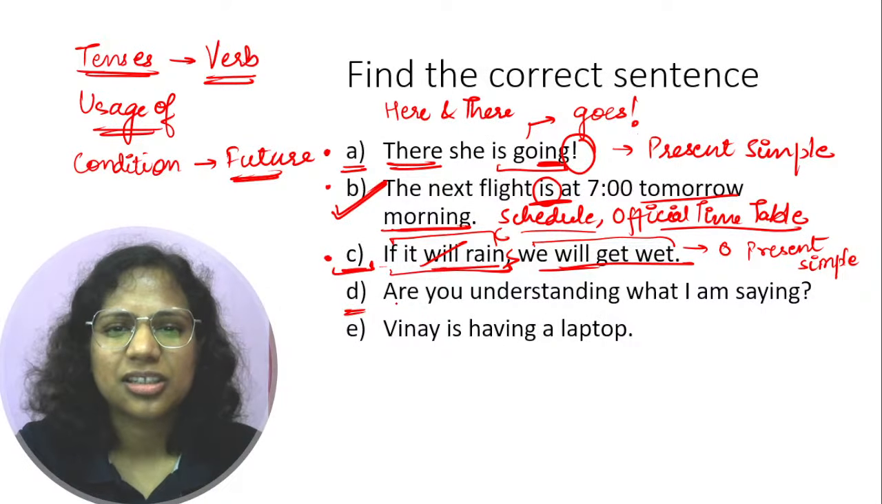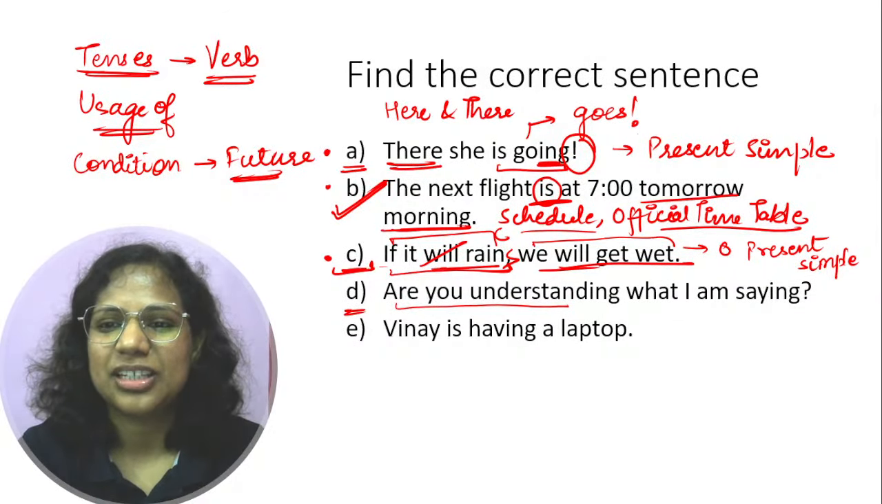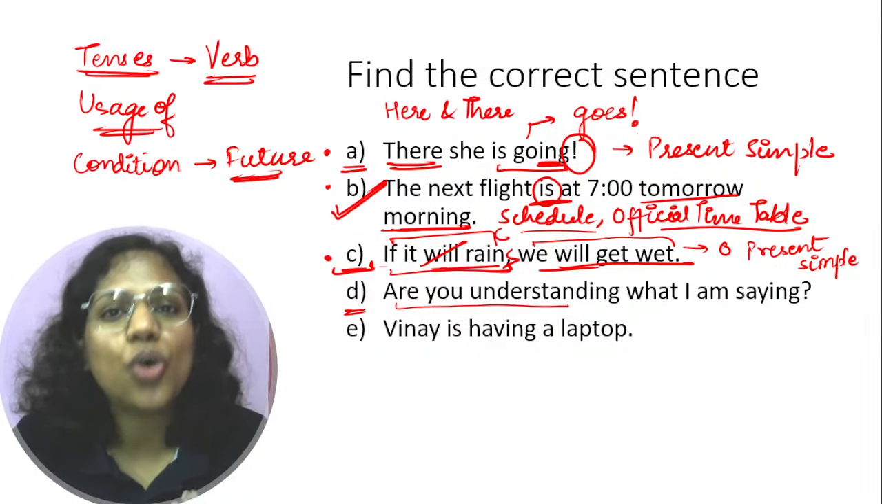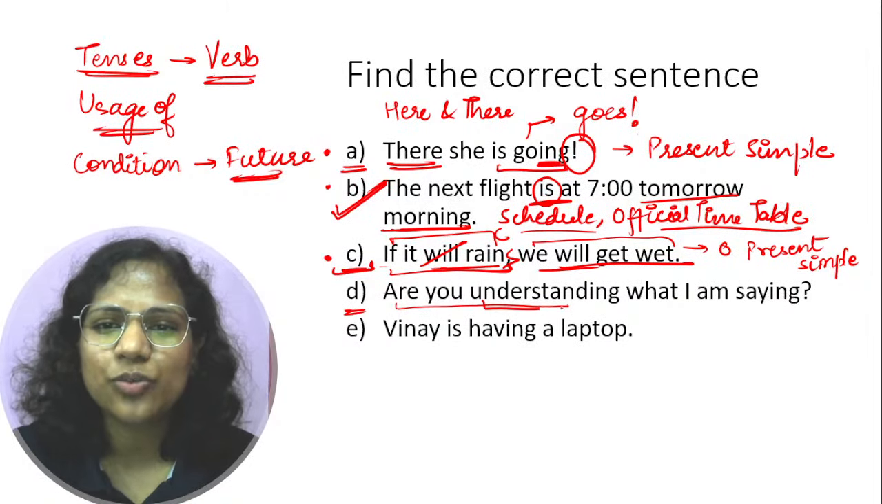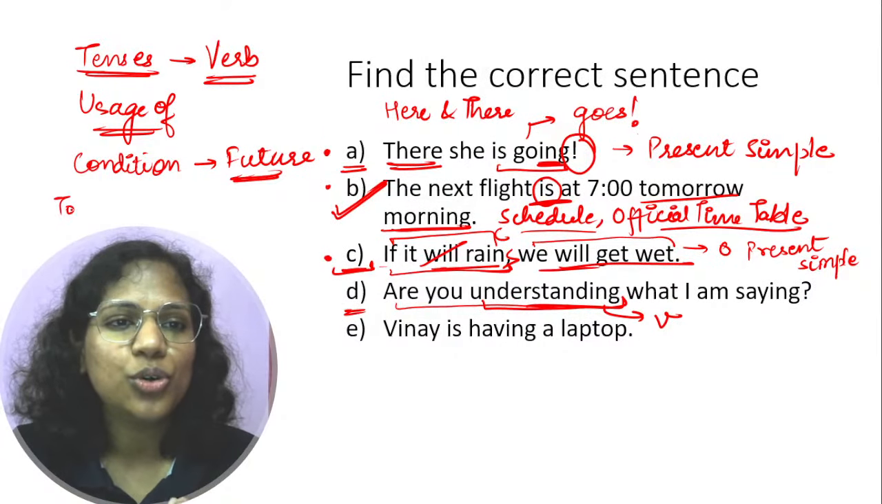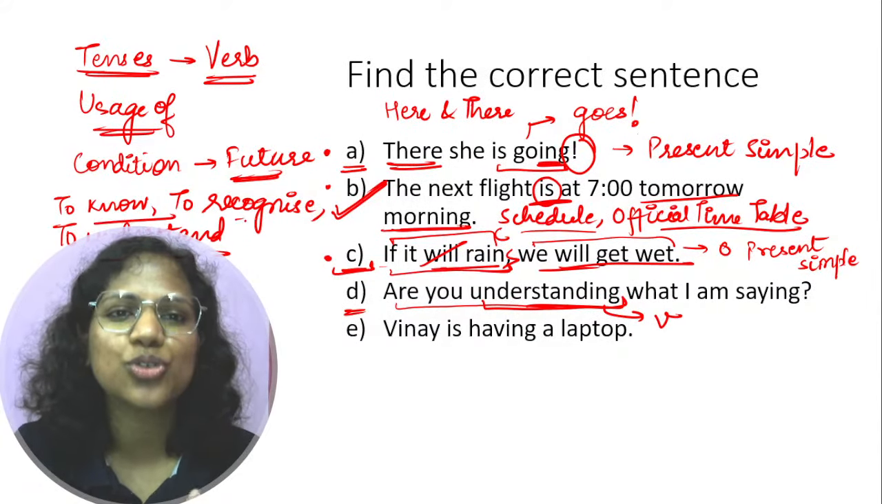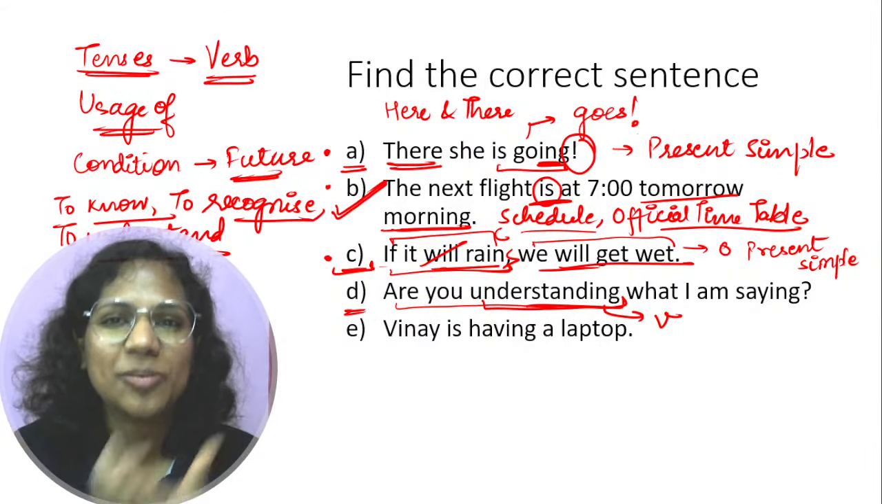What's wrong with this? Are you understanding what I'm saying? What's wrong with this? Tell me. See, there are certain verbs that are not used in the present continuous tense. Okay, so here this is a verb. You are performing some action, right? This has been used as a verb. So to know, to recognize, to understand. Okay, these are such verbs. To know, to recognize, to understand.